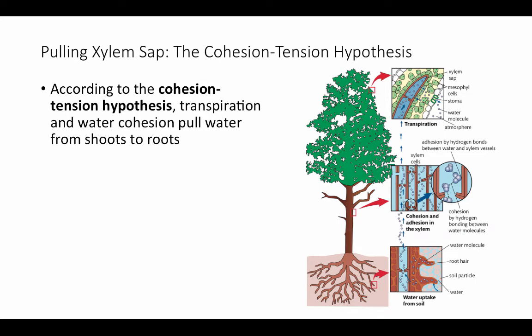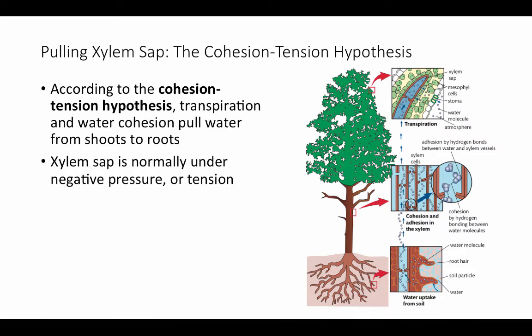So now let's look at this from the other end, pulling the water up from the leaves, and this is known as the cohesion-tension hypothesis. According to the cohesion-tension hypothesis, transpiration, this evaporation of water from the surface of the leaves, and water cohesion, so remember this is one of those emergent properties of water due to hydrogen bonding, the attraction between the partial negative charge on oxygen and the partial positive charge on the hydrogen parts of water molecules that tends to make them stick together. So this combination of transpiration and the cohesion of the water molecules is going to start a pull up at the shoots, and that pull is going to be transmitted all the way down to the roots.